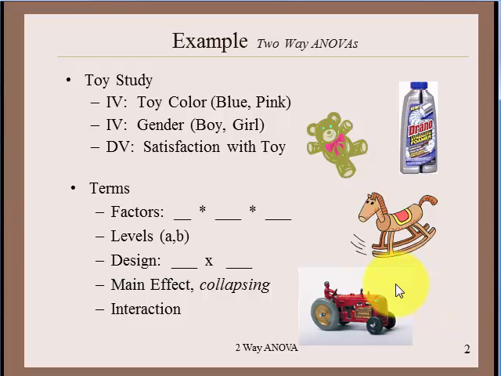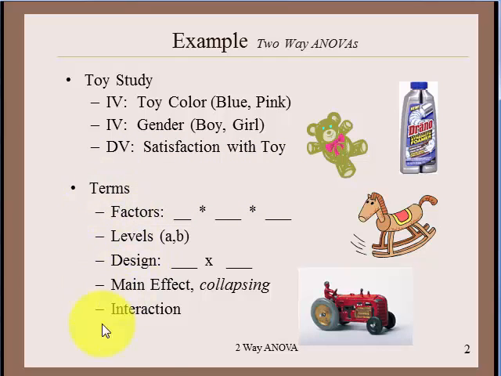Okay, so let's work through a simple example, and we'll talk through some terms of a study where I have an independent variable, toy color. I'm going to vary that between blue and pink, and then my second independent variable would be the gender of the toy recipient. So I'm either going to give this toy to a boy or a girl. And then the dependent variable would be the satisfaction with that toy.